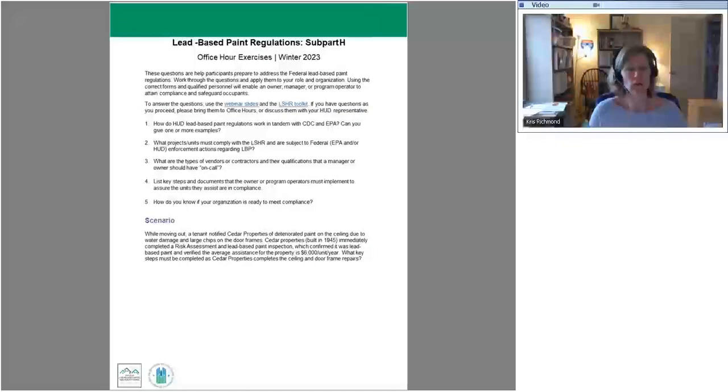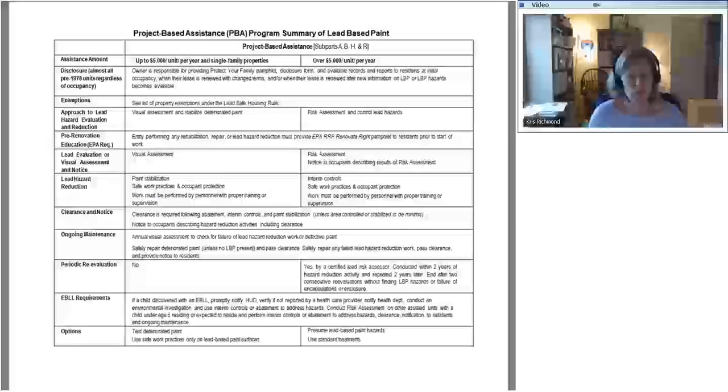What are the types of vendors or contractors and their qualifications that a manager or an owner should have available to them or on call? And what will they be doing? Well, remember, first off, let's go to our summary chart. All right, so remember we have our evaluation, and so if we are up to including $5,000 per unit per year in single family, we're doing a visual assessment.